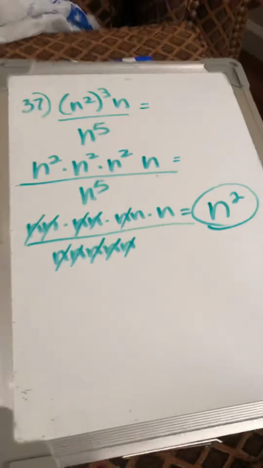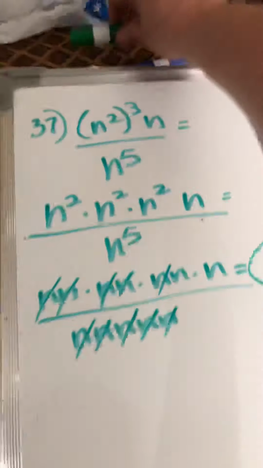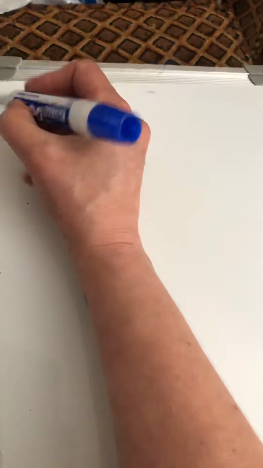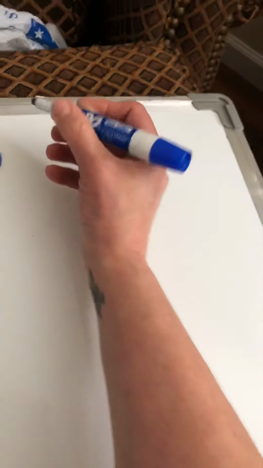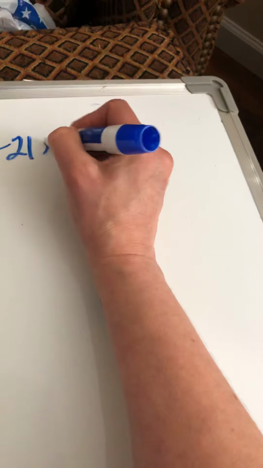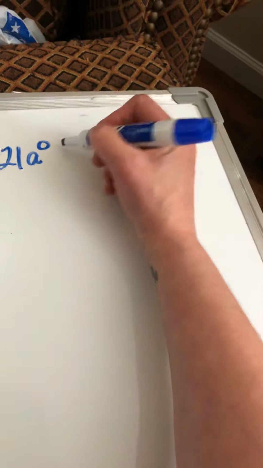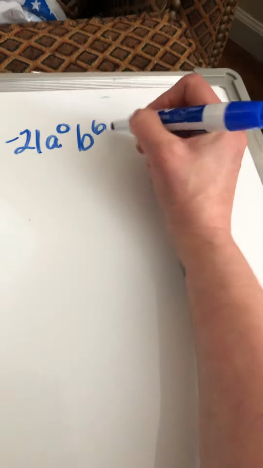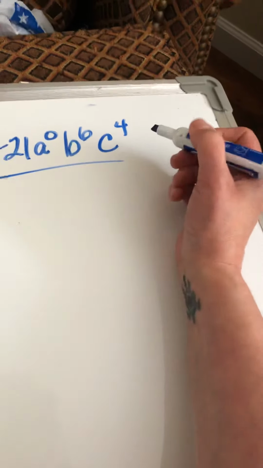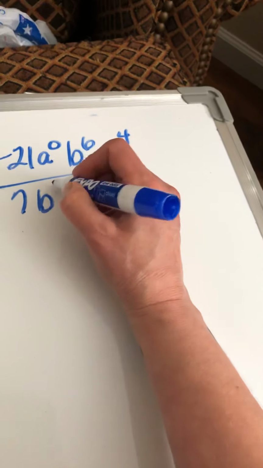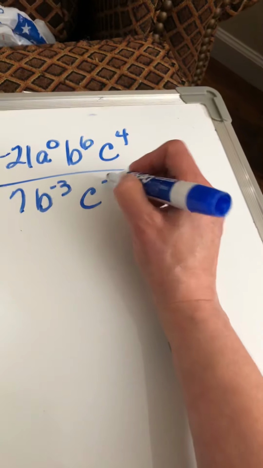And then 39 is going to get me just in my 15-minute limit for YouTube video. I'm learning so much. I feel so high tech. All right, 39. -21, a to the 0 power, b to the 6th power, c to the 4th power, all over 7, b to the -3 power, c to the -2 power.